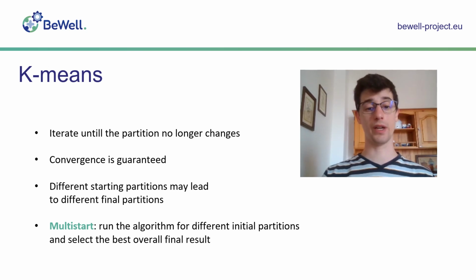Usually this is a very fast algorithm and only few iterations are needed. Nevertheless, the resulting partition may be different according to which initial partition has been provided. To contrast this problem, we usually resort to a multi-start strategy, which means that we run the k-means for different initial partitions and select the best final one.